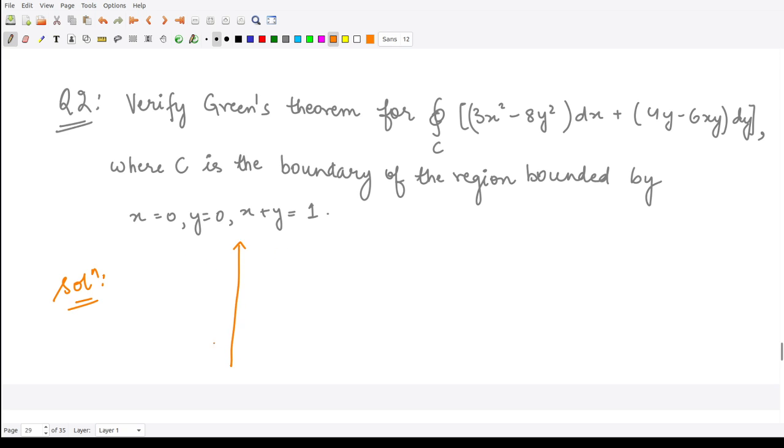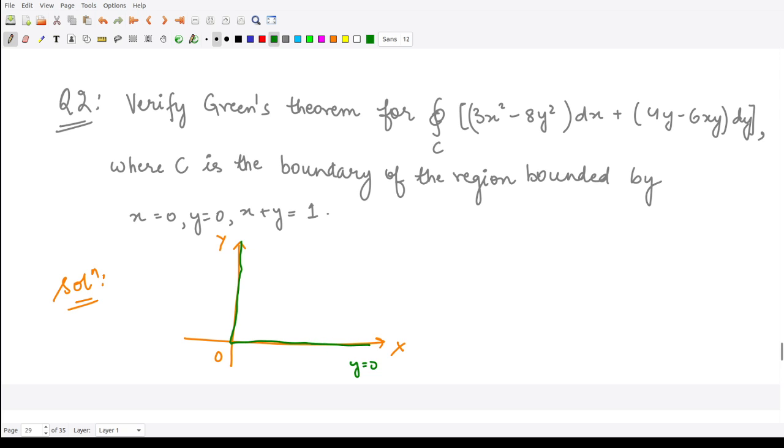So for that, let us draw the coordinate axes. This is the x-axis, this is the y-axis, and this is the origin. Now x equal to 0 is this y-axis only, right? This is x equal to 0. And y equal to 0 is this x-axis, right?